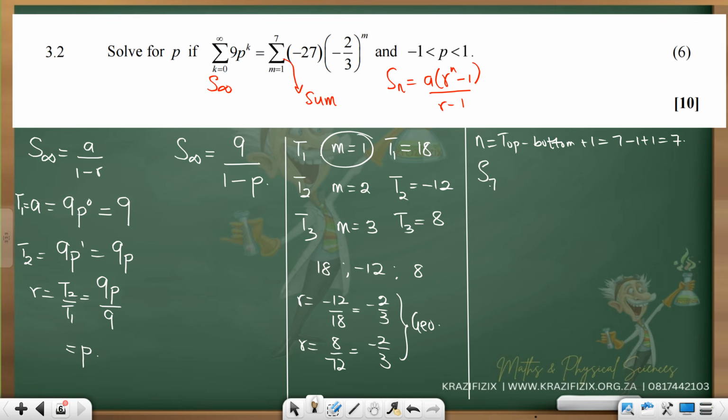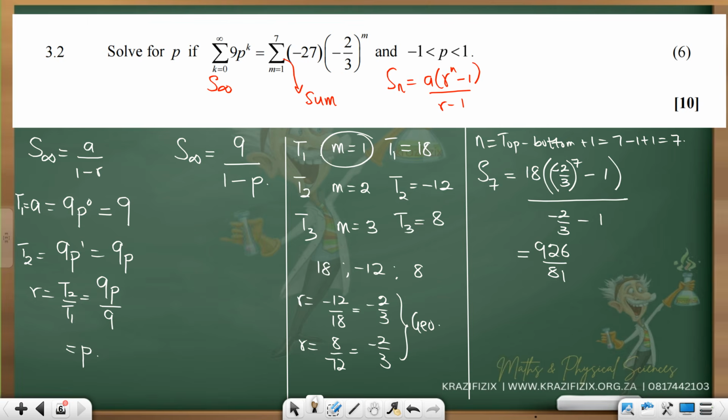What is our S7 therefore? What is A? 18. What's your ratio? Negative 2 over 3. Remember, to the power of what? 7 minus 1. I think your calculator can assist you here. 9 to 6. Okay, that's my right hand side.